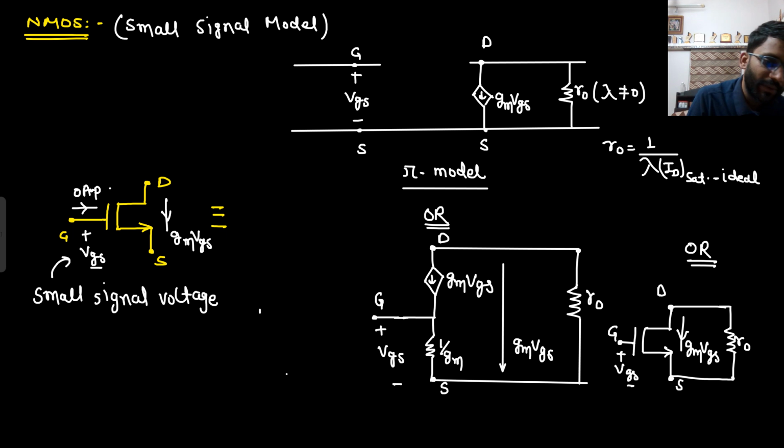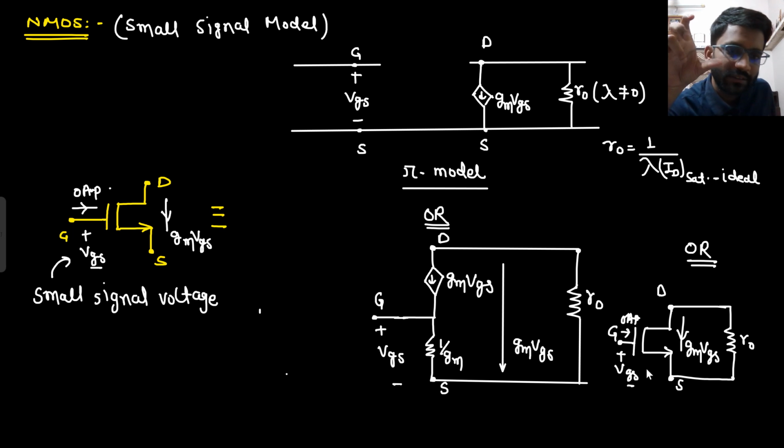And we will also remember one thing: this current is 0 ampere. Between gate and source, we know if VGS potential is applied, GM VGS current will be flowing. Between drain and source, I have R naught resistance. That's it. No model, nothing like that. There will be big circuits, but I know one thing: if I have VGS potential, GM VGS current will be flowing and R naught resistance will be there.